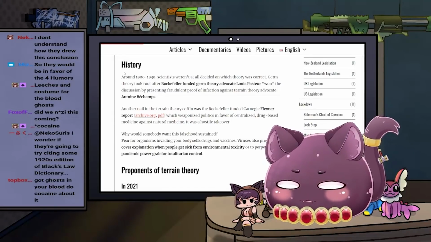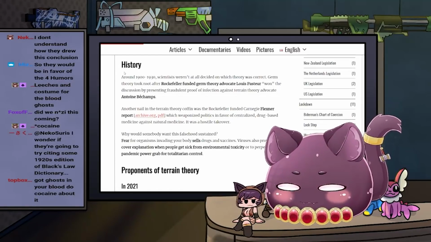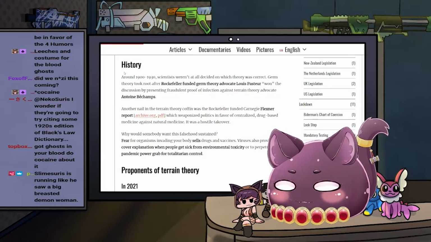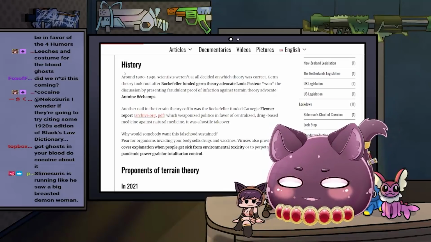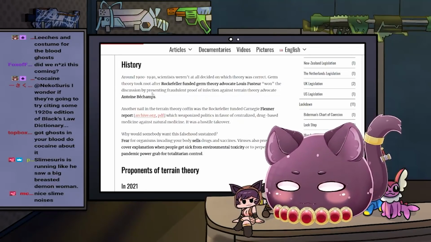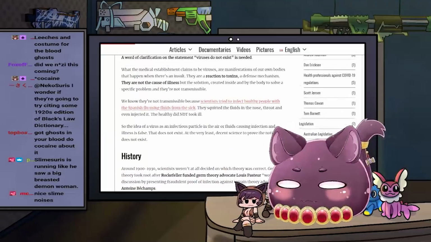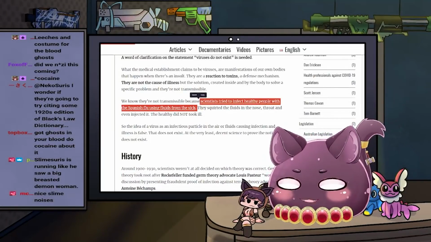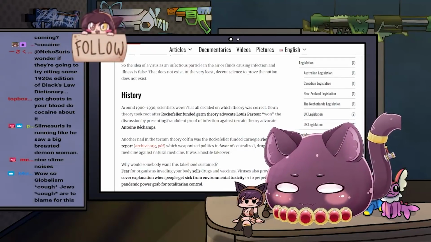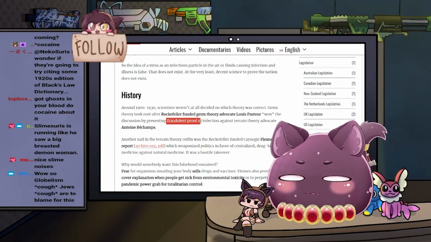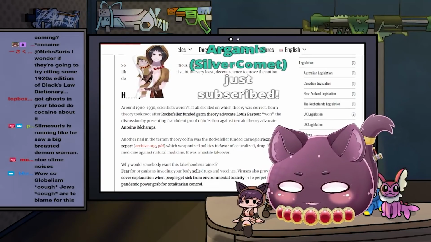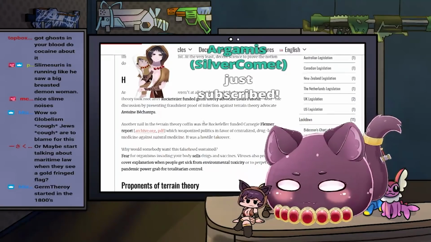Around 1900 to 1930, scientists weren't all that decided on which theory was correct. Germ theory took root after Rockefeller-funded germ theory advocate Louis Pasteur won the discussion by presenting fraudulent proof of infection against terrain theory advocate Béchamp. Do you have a citation for that? Because you had a citation here, but when you say Louis Pasteur gave fraudulent proof of infection here, I want a citation. I want evidence. That would be useful.